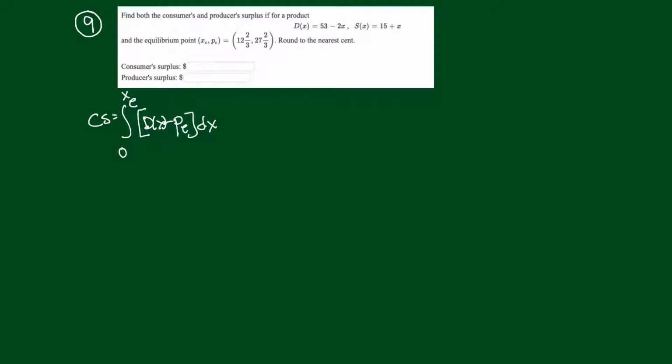And then I'll do it over here. The producer's surplus is given by this integral. We're going to go from 0 to x sub e of p sub e minus the supply function with respect to x. So we just need to evaluate both of these integrals.